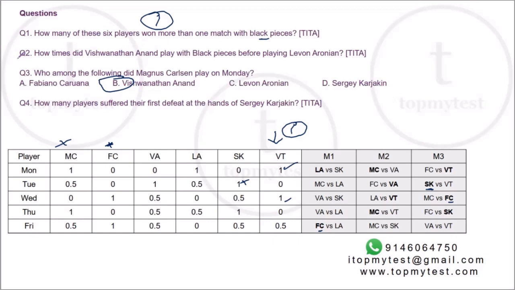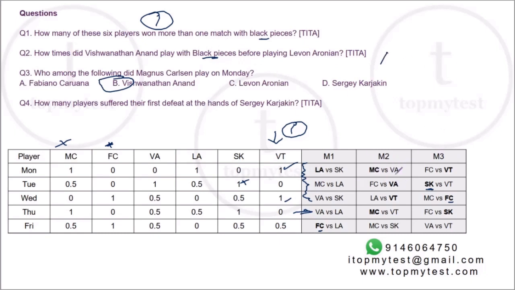Let's look at the second one. How many times did Vishwanathan Anand play with black pieces before playing Levon Aronian? So let's check when did he play LA. VA versus LA is on Thursday. So before this, on Monday, Tuesday, Wednesday, how many times did he play with black pieces? On Monday, he played with black. That's one.